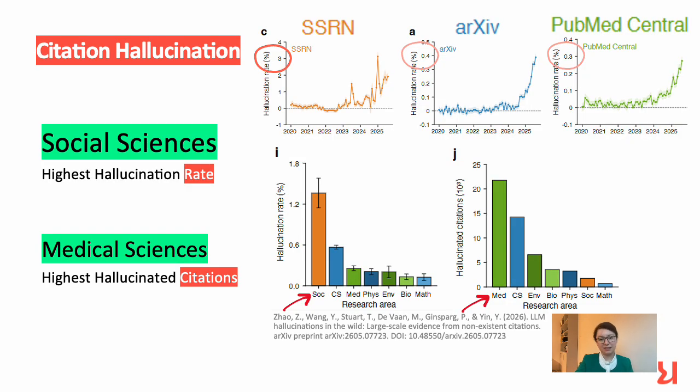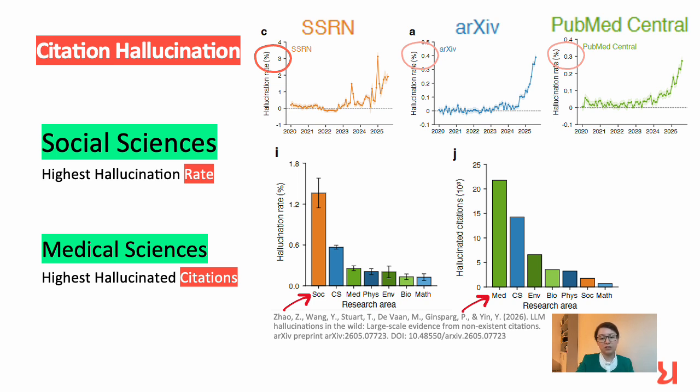Recent large-scale studies in preprint repositories like arXiv, SSRN, and PubMed show that citation hallucination in literature is increasing substantially and is not distributed evenly across scientific disciplines. Social science experiences a higher hallucination rate than others. In medical sciences, with enormous publication volume, naturally there is a larger absolute number of fabricated citations.